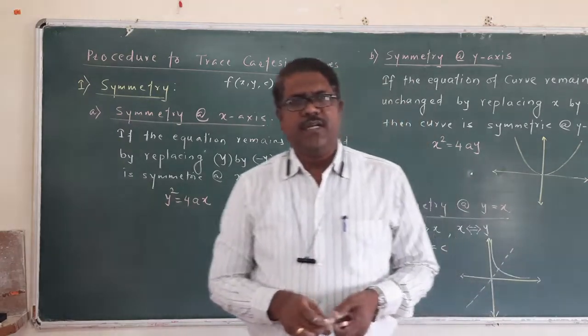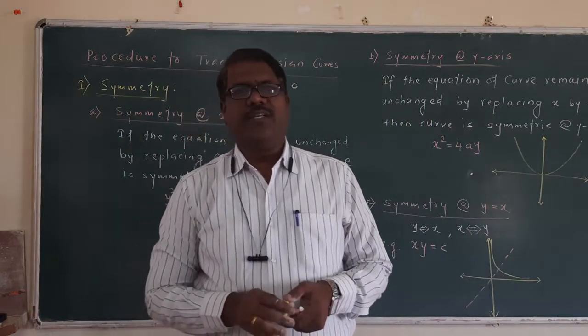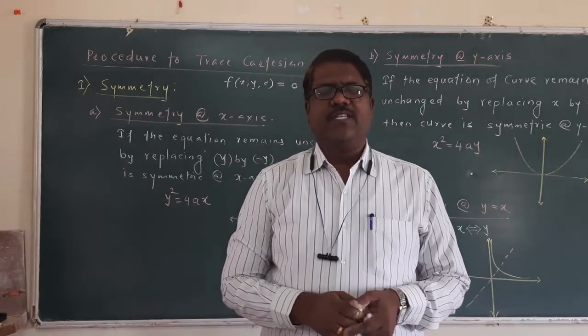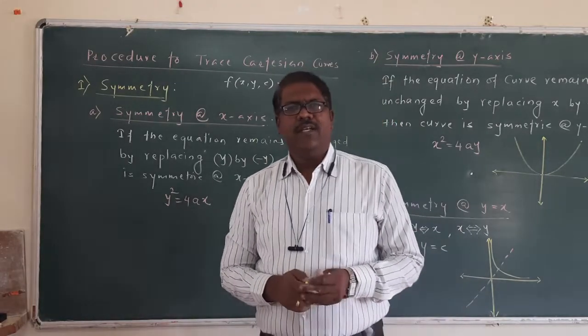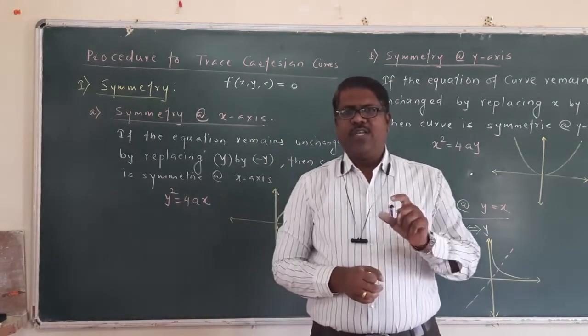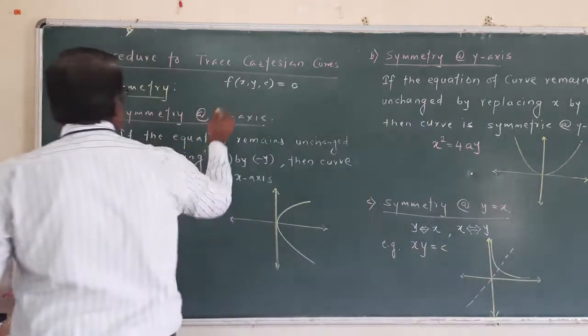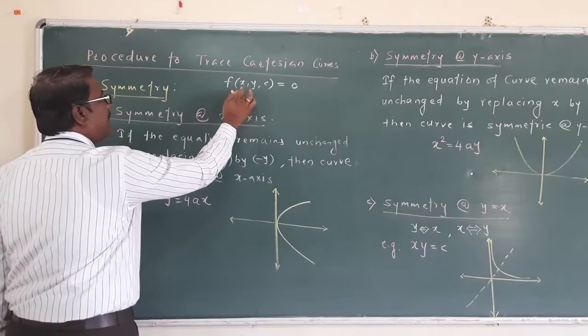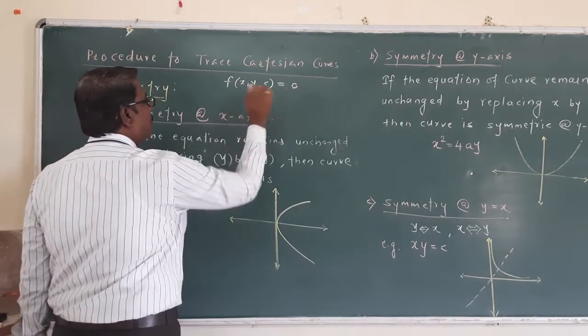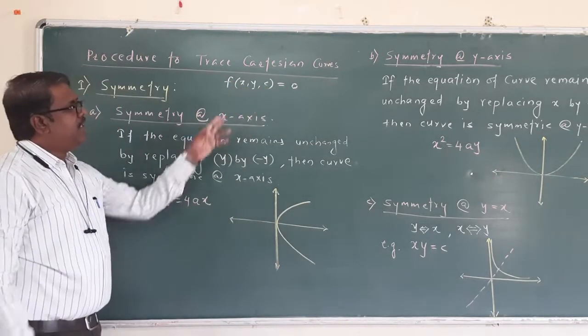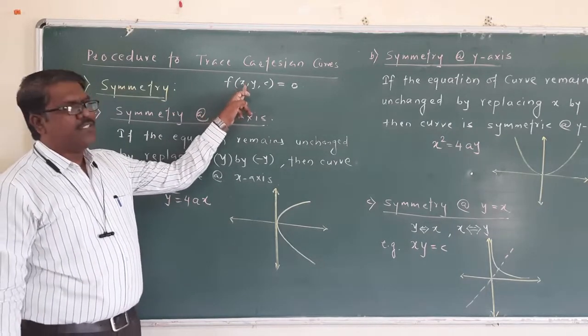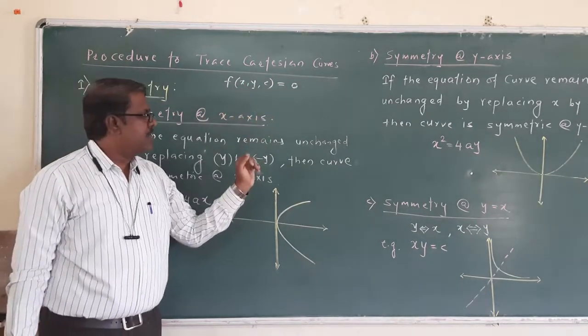So now we will start the procedure to trace Cartesian curves. Actually, Cartesian curves are given in terms of x and y. So all equations of Cartesian curves are in x and y. So we have written here f of x comma y comma c is equal to 0. It means this is the equation which contains x, y and some constant c.